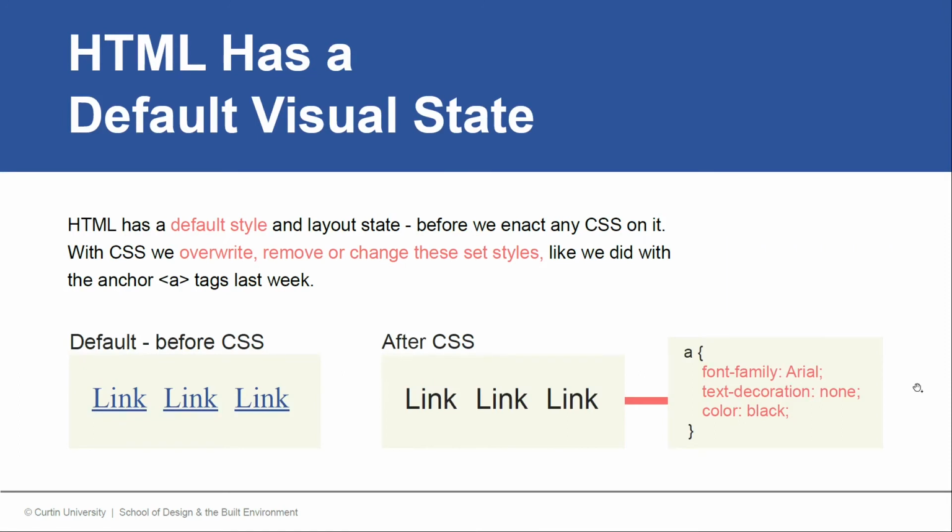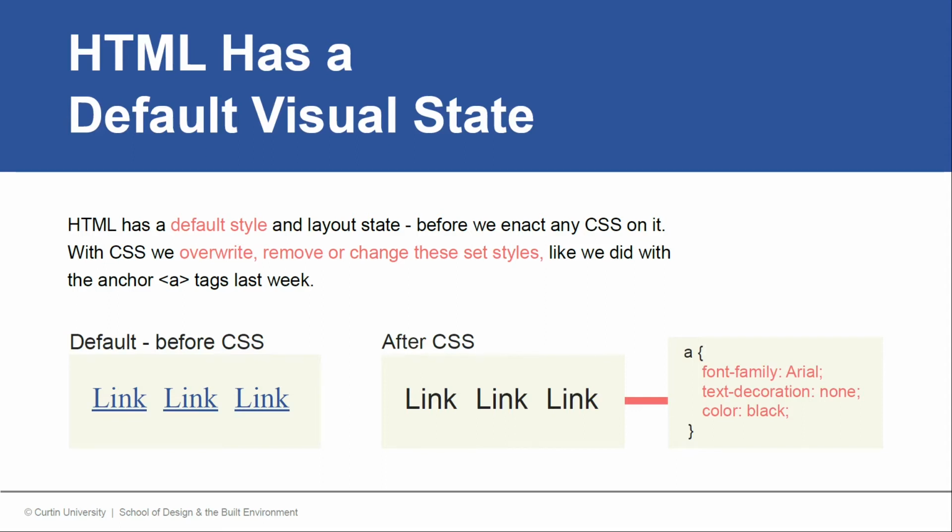So, as I said, HTML has a visual state by default. What that means is there is actually a little bit of CSS on your HTML before you've written anything. This is just the way that the HTML behaves naturally before we override it or change any of these set styles with our own CSS.